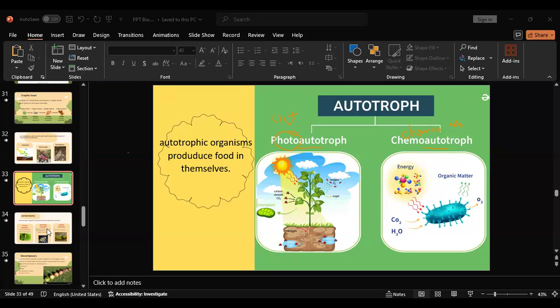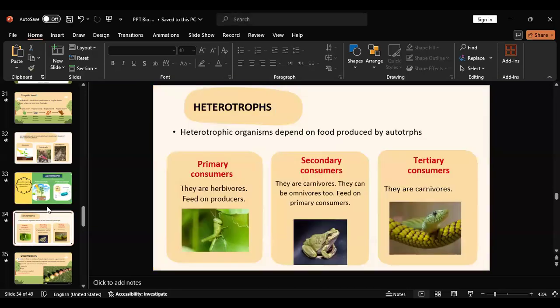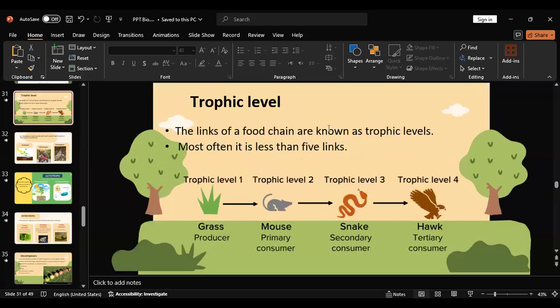The next one is the heterotrophs. Heterotrophs means what? Heterotrophic organisms depend on food produced by autotrophs, right? They depend on others. Heterotrophs are consumers. They directly depend on the producer. In this level, this is the producer, and these are the consumers.